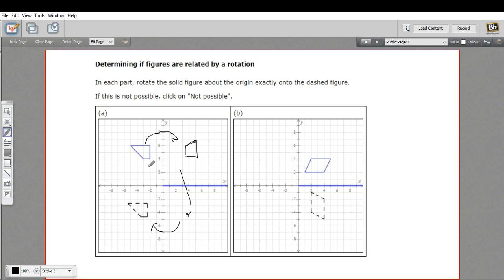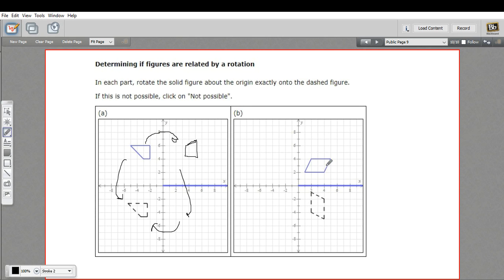And to be pointing the same direction, which these two are, you would need to rotate it a full 360 degrees. In this case, to get from this quadrant to this quadrant, you're either rotating 270 degrees clockwise or 90 degrees counterclockwise. Either way, you're not going a full 360, so they should be pointing different directions. So this is not possible. These two figures are not related by a rotation.